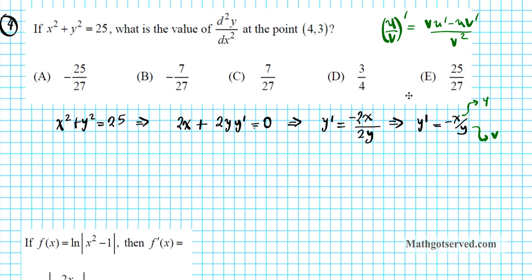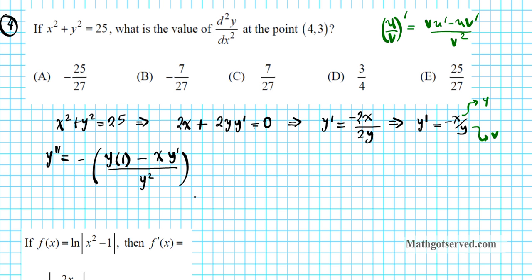All right? So let's go ahead and do that here. So we're going to have y double prime equals, v is y. We have a negative in front right there, so let's put a negative out here, and then we'll distribute it later. So we have minus, all right, v is y, u prime is the derivative of x, which is just 1, minus u, u is x, times the derivative of v, which is y prime, over v squared, which is y squared.